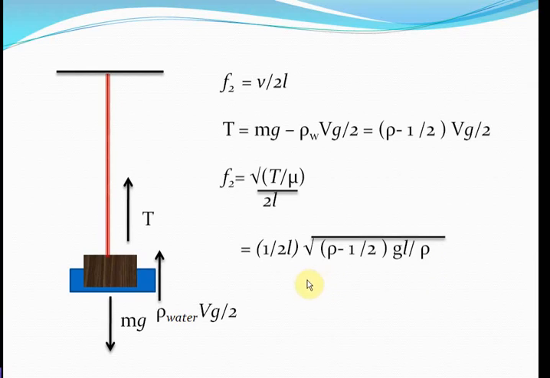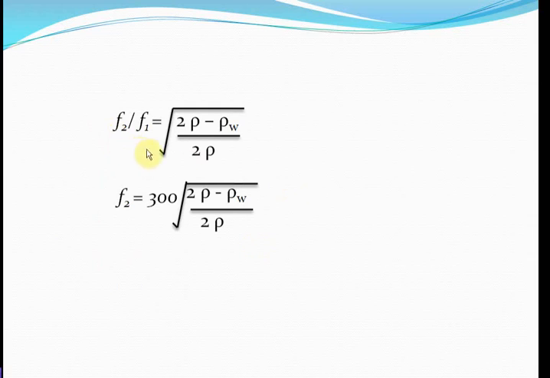Now we have to express this fundamental frequency in terms of the first fundamental frequency. If we take a ratio of the fundamental frequencies, we get F2 by F1 is square root of 2 rho minus rho water divided by 2 rho. In the question, it is given that the first fundamental frequency F1 is 300 Hz. Therefore, the second fundamental frequency will be 300 into square root of 2 rho minus rho water divided by 2 rho. That's the answer.